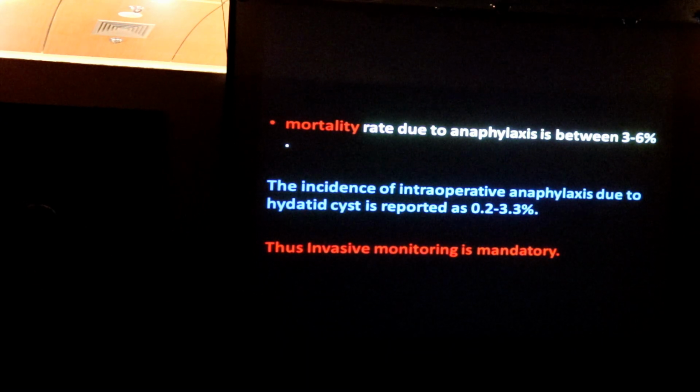Because mortality rate due to anaphylactic shock ranges between 3 to 6%. But I must stress that these patients, for their families and loved ones, are 100%. The incidence of intraoperative anaphylaxis due to hydatid cyst is reported as between 0.2 and 3.3%. And I must stress here that it's mandatory to have invasive monitoring, especially an arterial line. Because even though it's 3.3%, these patients, again, for their loved ones, it's 100%.